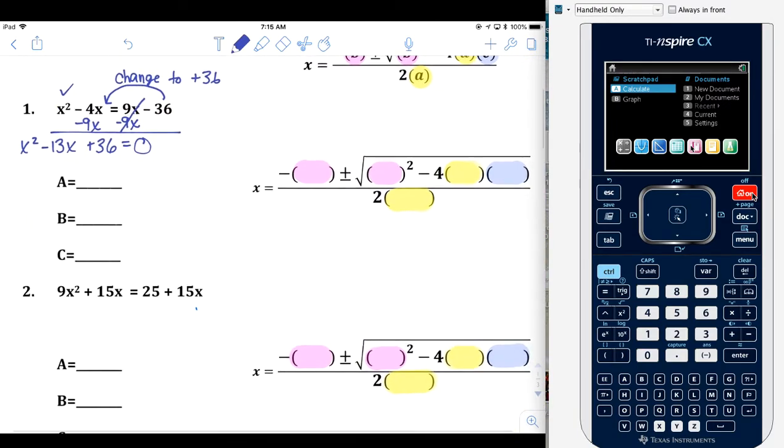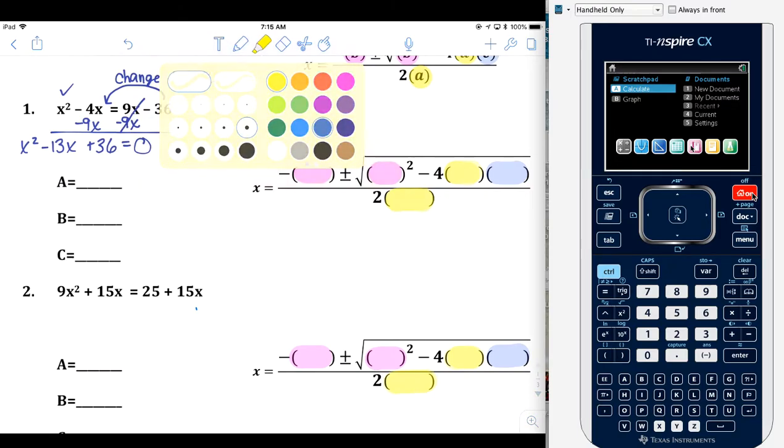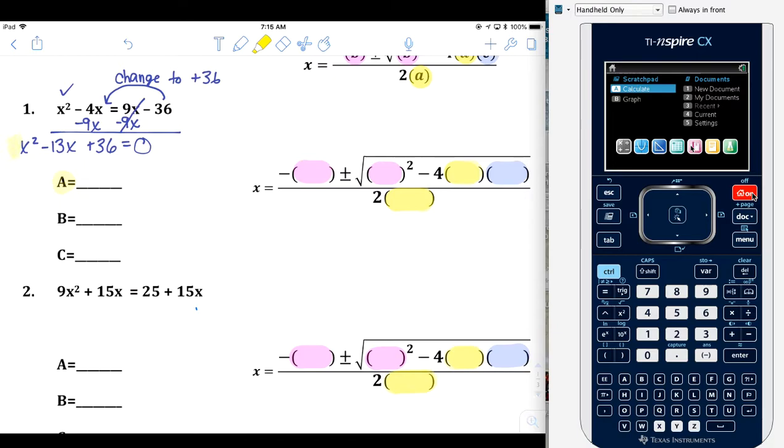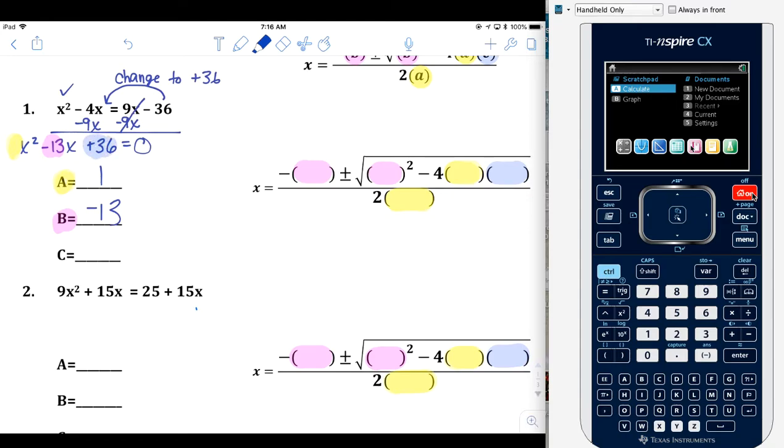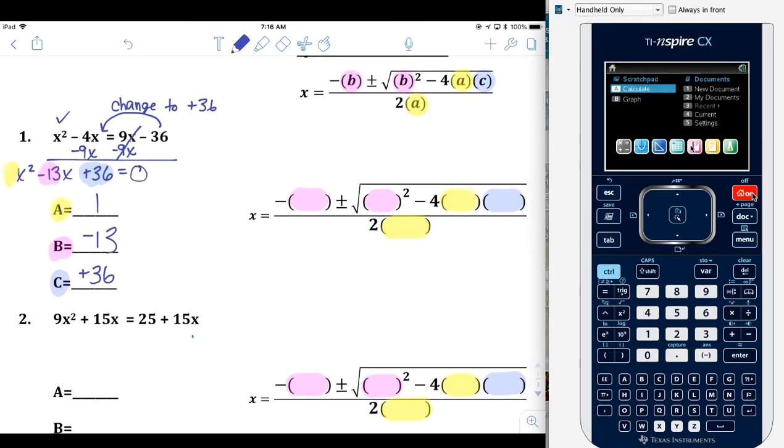All right, so when we start highlighting, we're always going to let our A be who is with my x squared. Not the letter, just the number. So how many x squareds do we have? Well, we don't have a number there, so it's just a 1. Our A is a 1. How many B's do we have? Well, B is the number with x. So that means my B number is a negative 13. You do want the sign. Finally, my C number is whoever is by themselves with no x's other than the 0, okay? So my C number this time is going to be a positive 36. Once you have all three of those, it's ready to move into the formula, okay?